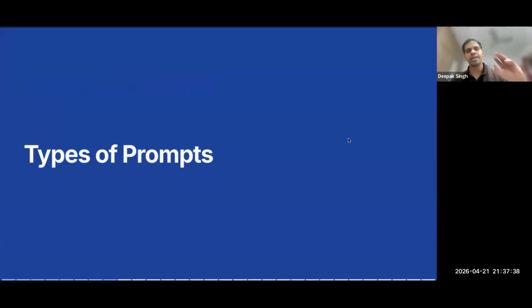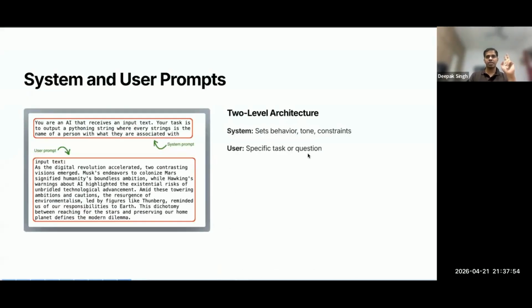So that's the first part, writing your first prompt. Now let's get a little deeper and see how to write a 99th percentile prompt rather than an 80th percentile prompt. Before you go there, you need to understand that prompts are of two kinds. The first is the system prompt, and the second is the user prompt.